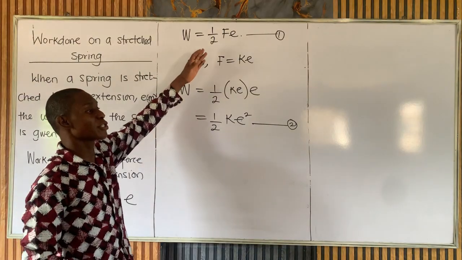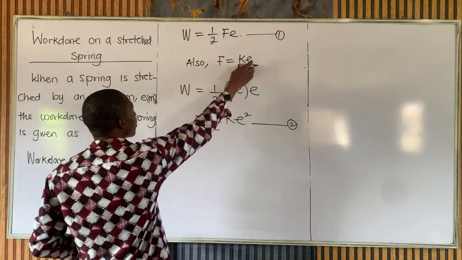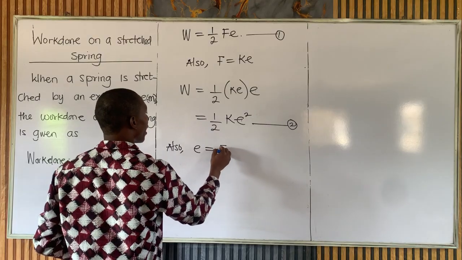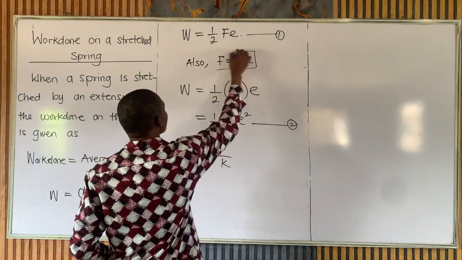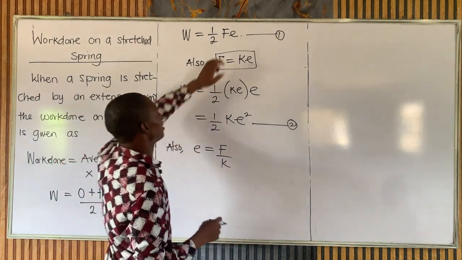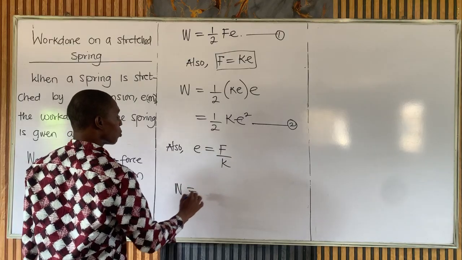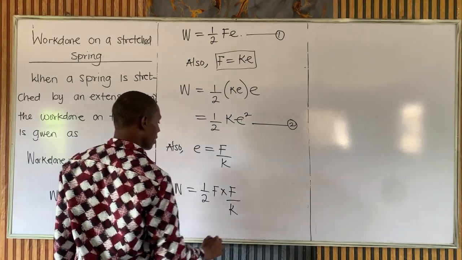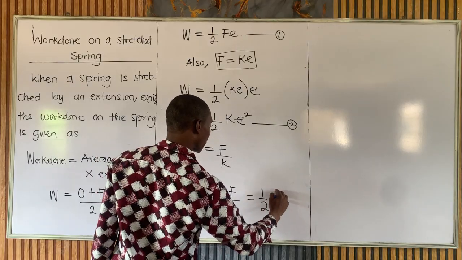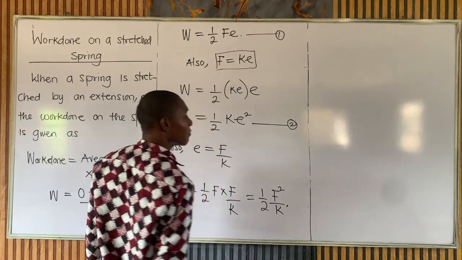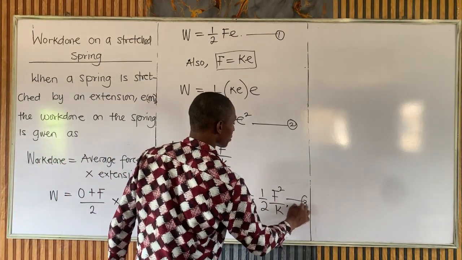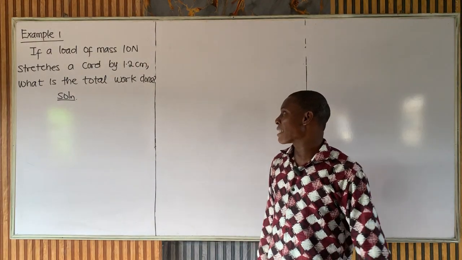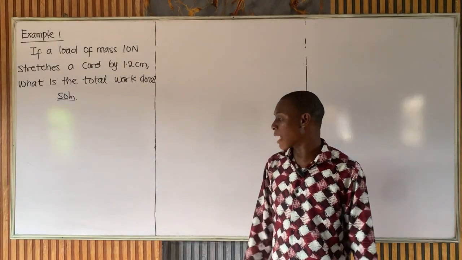Or from the first relationship, since we said F is equal to Ke, we can say that E is equal to F over K, meaning making E the subject of the formula. At the end of the day, if we substitute this for E in this first equation, we're going to have W to be equal to half F times F over K. And that will give us half F squared over K. All of this can be used, this is equation 3, can be used to get the work done by a stretched spring. Example 1. If a load of 10 Newton stretches a cord by 1.2 cm, what is the total work done?